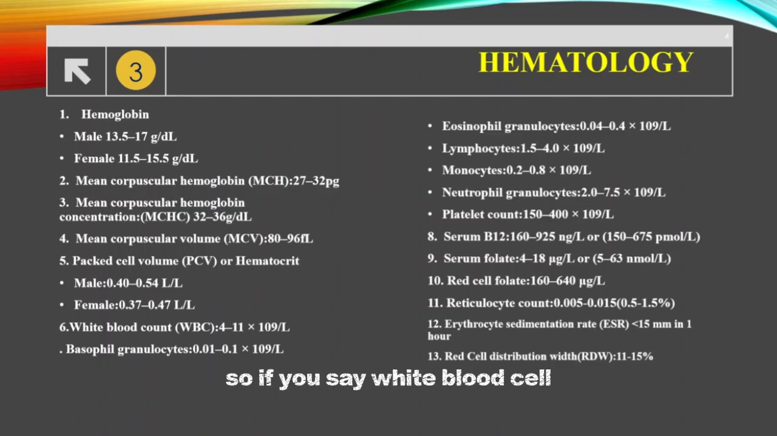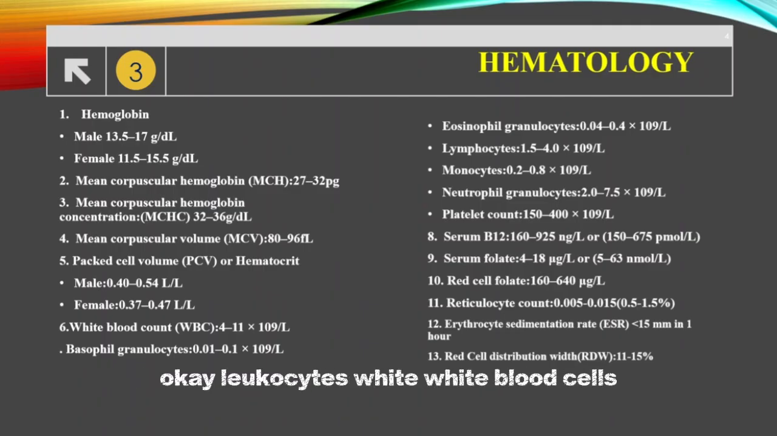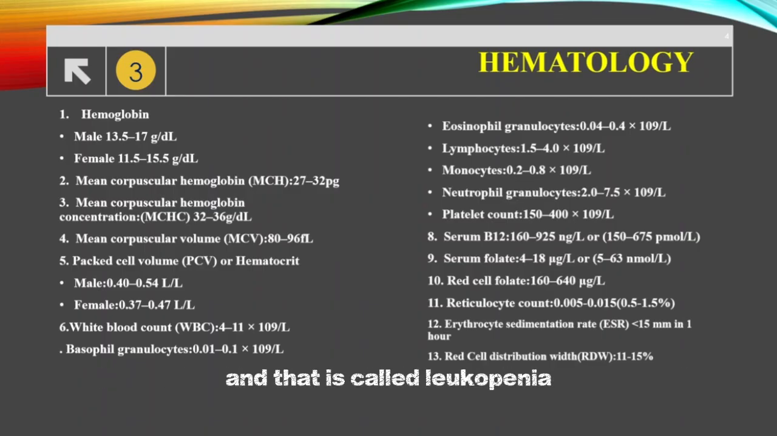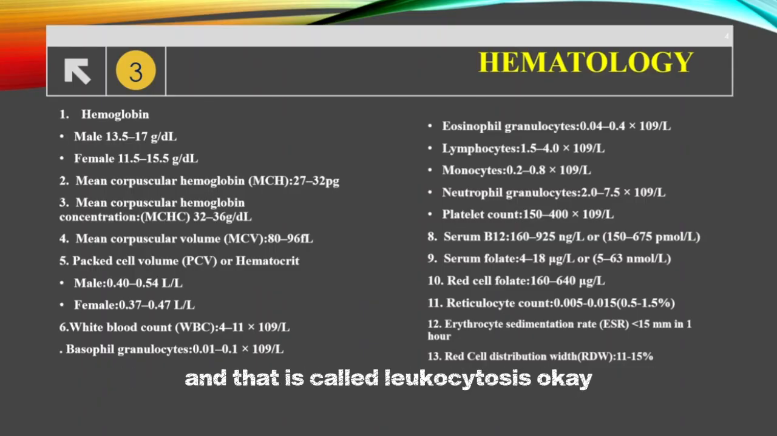And then after that we've got white blood cells. This one is very broad, because these are also called leukocytes. The normal is 4 to 11 times 10 to the power 9. Others will just remember 4 to 11. If you have less than 4, your white blood cells are reduced, and that is called leukopenia. If you have more than 11, your white blood cells have increased, and that is called leukocytosis. So you need to know that.